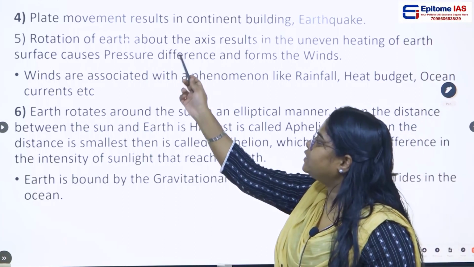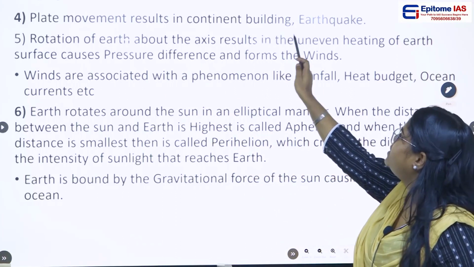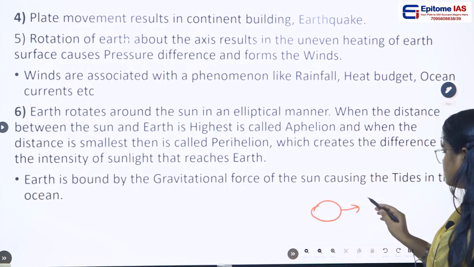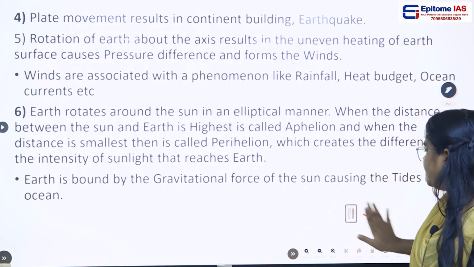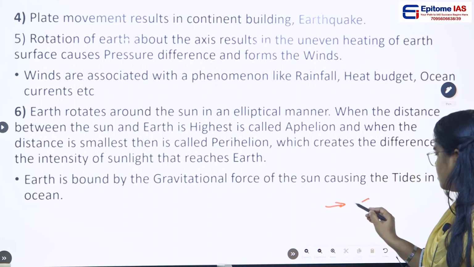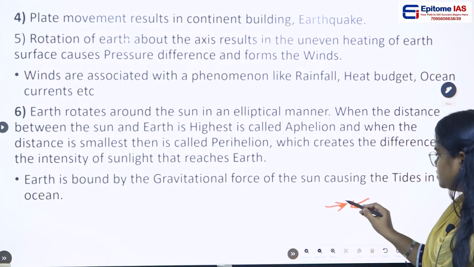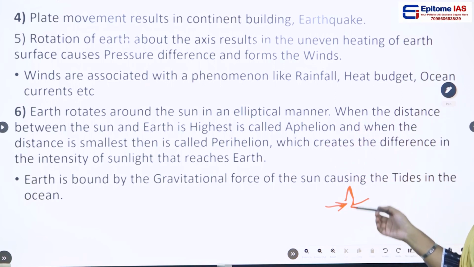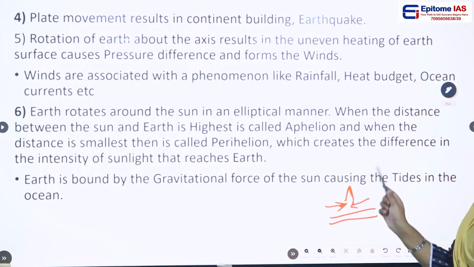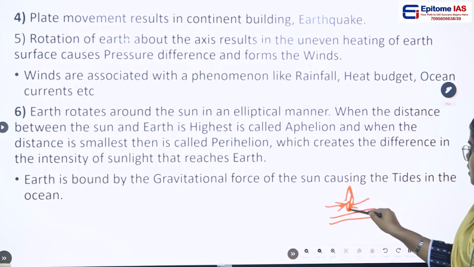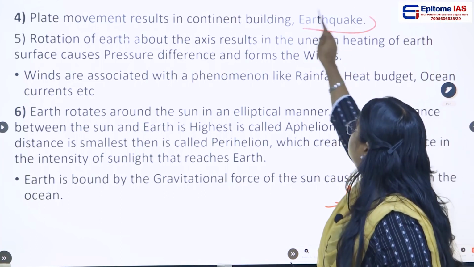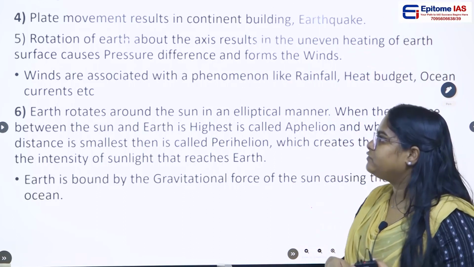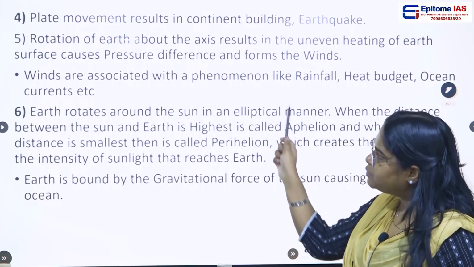Then plate tectonics. Plate movement results in continent building and earthquakes. We already saw what will happen when the plates are moving. Let's say when two plates are colliding with each other, we usually read that some sort of fold mountain will be forming, right? So this plate movement helps in continent building, and sometimes this particular boundary will be having earthquakes. So again, the surface of the Earth is influenced by the plate movement.